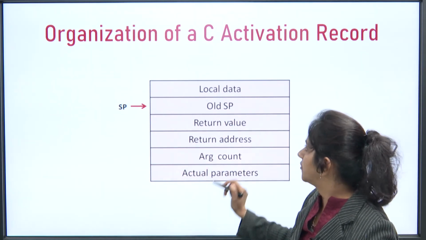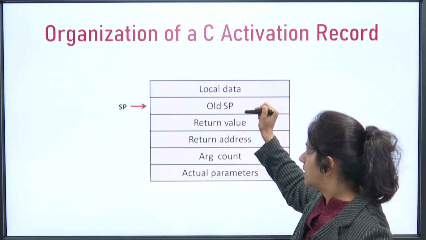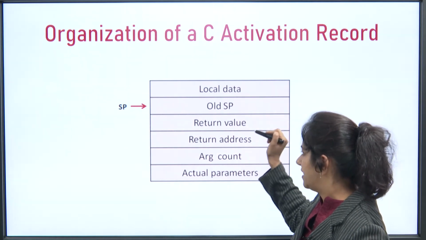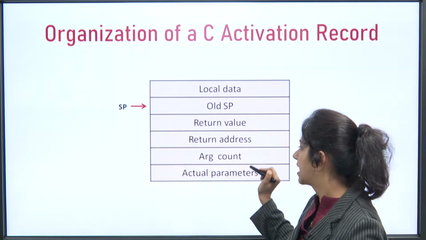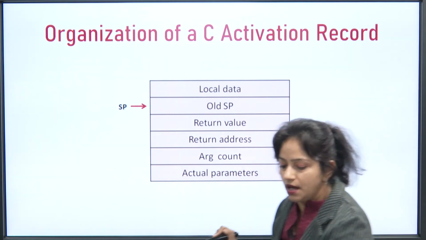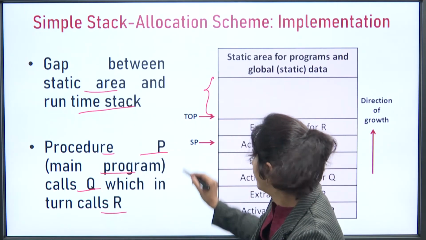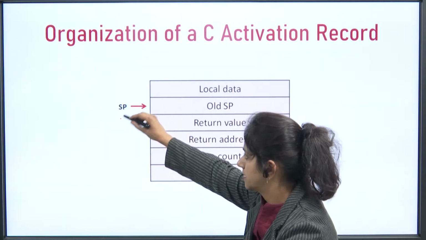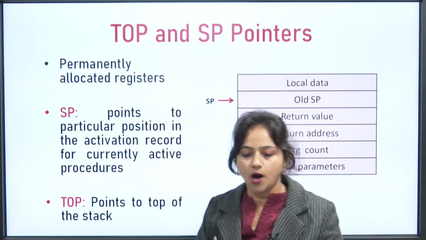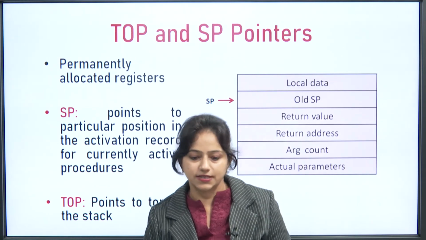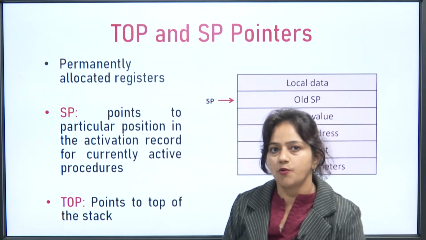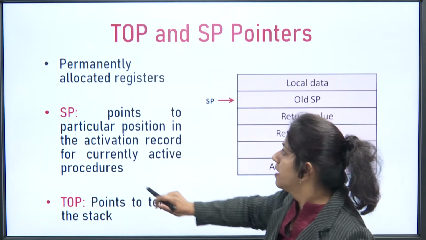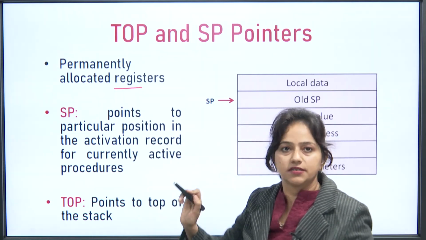And here we have the fields like local data, old stack pointer, return value, return address, argument count and actual parameter. Now, here you can say that here we have the top pointer, and this is our stack pointer. Now, next is top and stack pointers. We will briefly discuss these pointers.